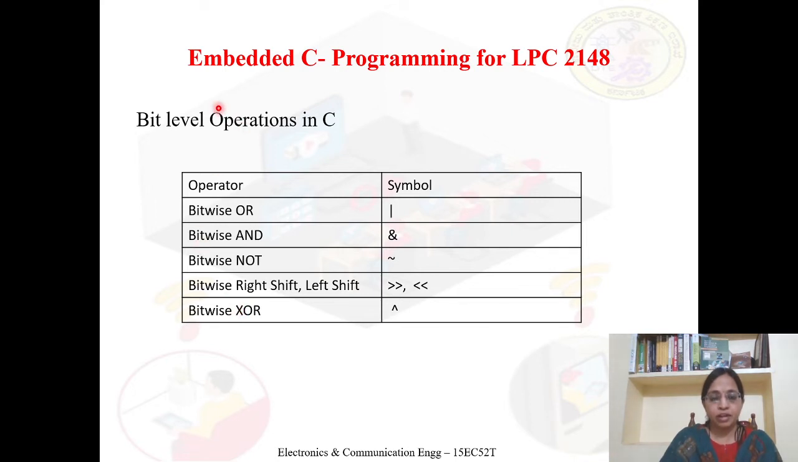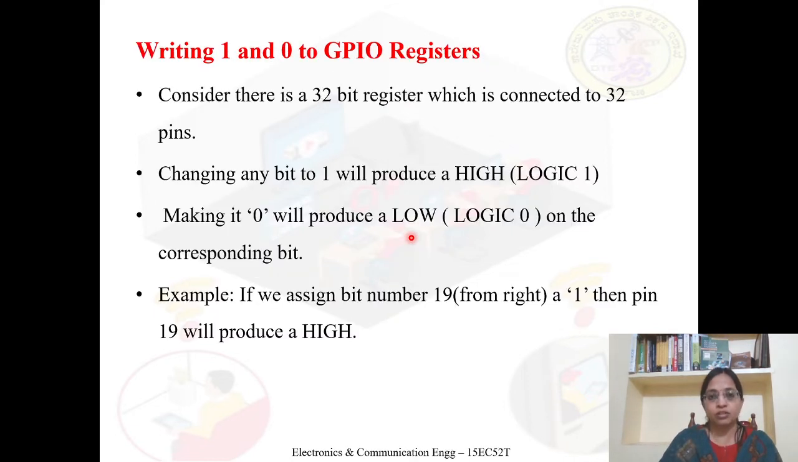Okay. So in writing embedded C programs, we will often be using these bitwise operators. So we have to remember the symbols of all these bitwise operators. And here, the programming of GPIO means what? Simply, we will be writing 1 or 0 into a particular pin of the GPIO register. So what will happen when we write 1 and 0? Okay. So here all the GPIO registers are of size 32 bits.